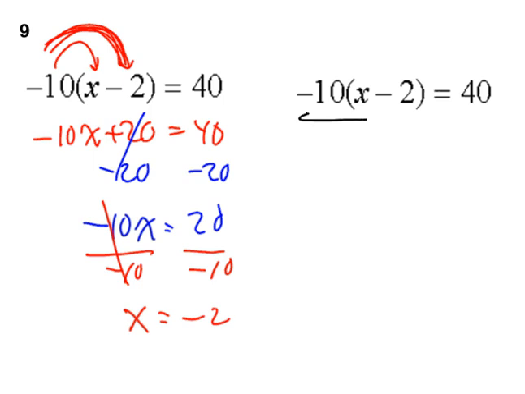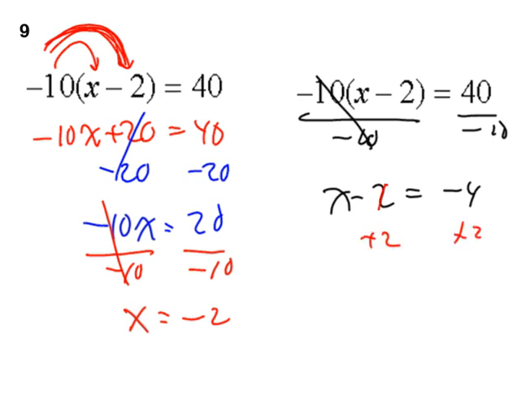Alternatively, we could have divided both sides by negative 10. And instead of having negative 10 groups of x minus 2, we have 1 group of x minus 2 equals negative 4. Add 2 to both sides, and x will still equal the correct solution of negative 2.